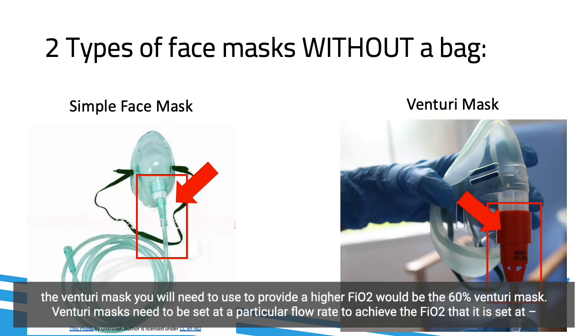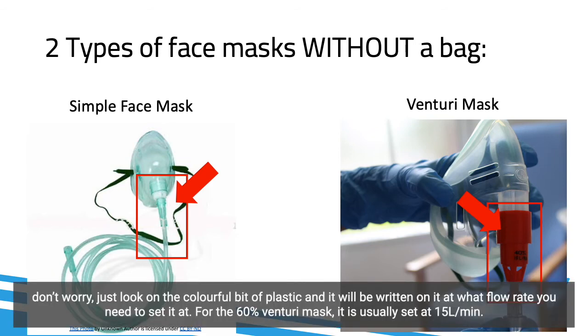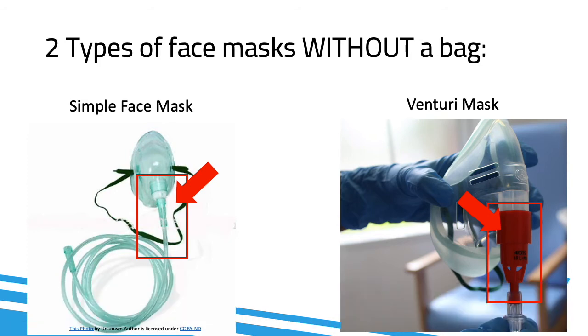Venturi masks need to be set at a particular flow rate to achieve the FiO2 that it is set at. But don't worry, just look on the colorful bit of plastic and it will be written on it at what flow rate you need to set it at. For the 60% Venturi mask, it is usually set at 15 liters per minute.